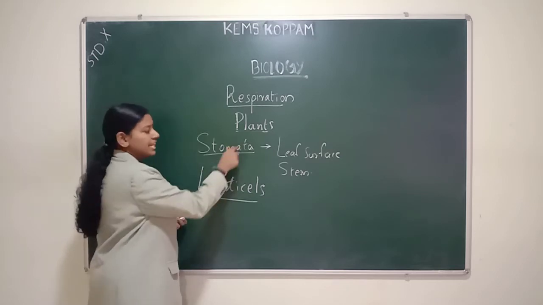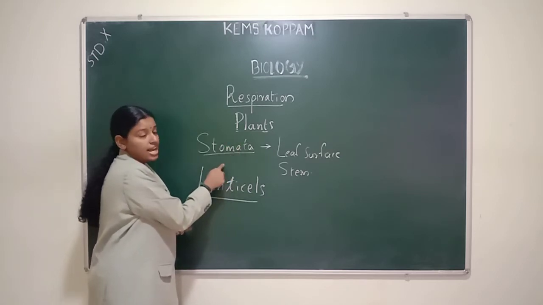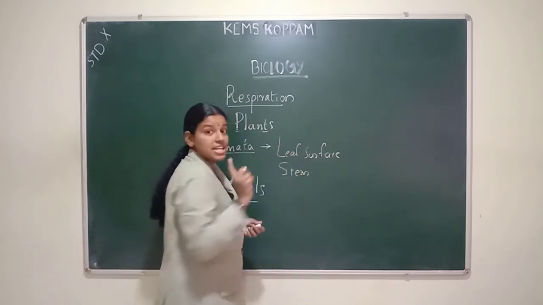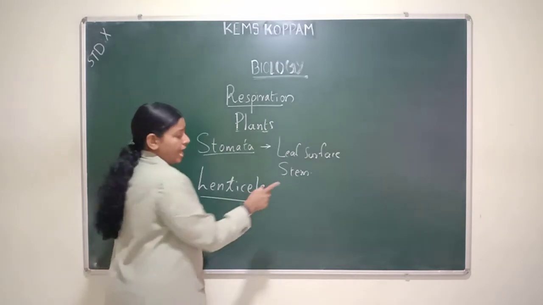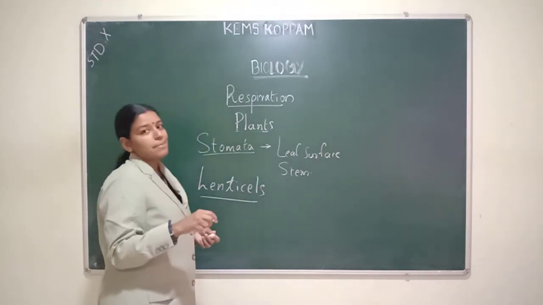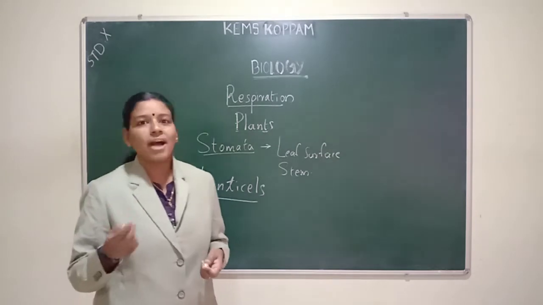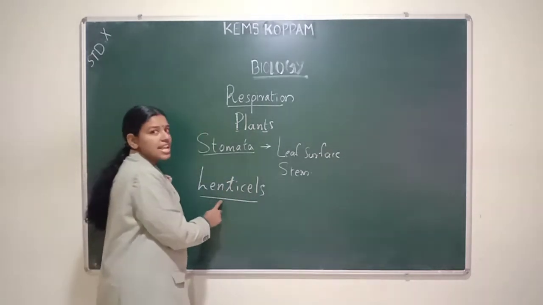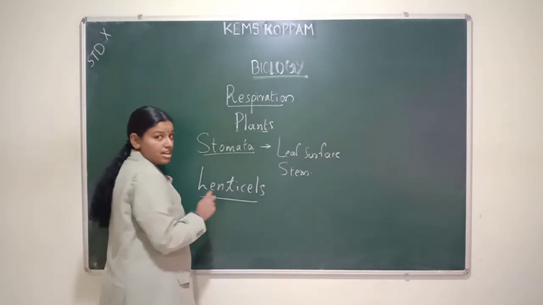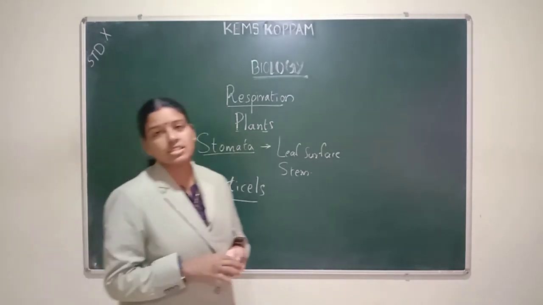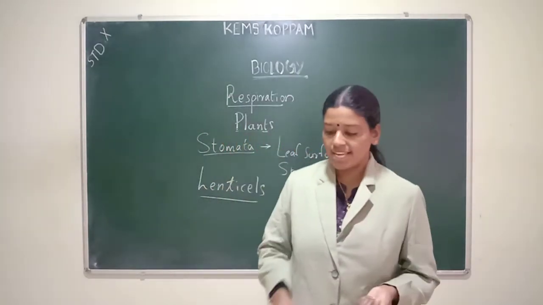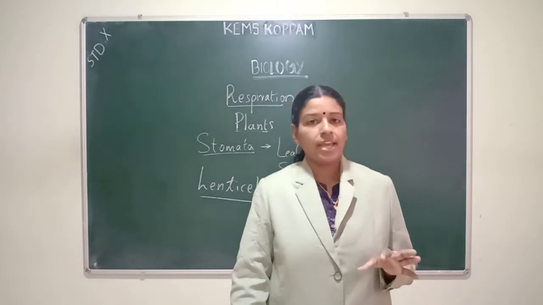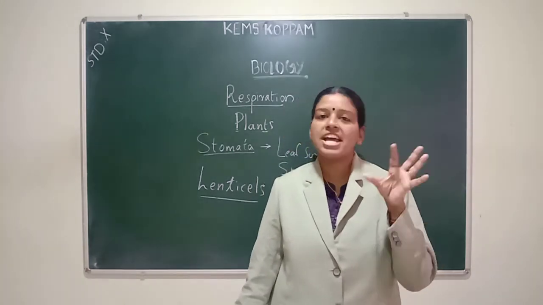So in leaves we can see stomata present on the leaf surface, whether upper surface or lower surface. In the green stem of herbs and shrubs also, stomata is a respiratory part. In the case of trees, it is lenticels present on the tree trunk. In hard woody trees, we can see lenticels, specialized cell structures where exchange of gases takes place. Understood? Now, this is the case of leaf and stem.